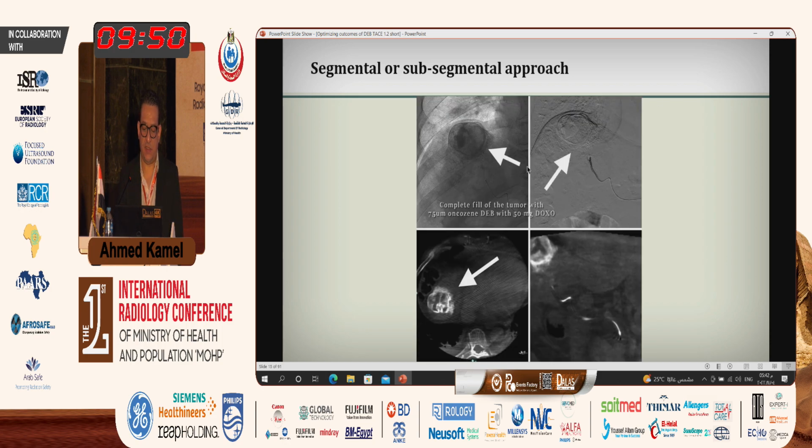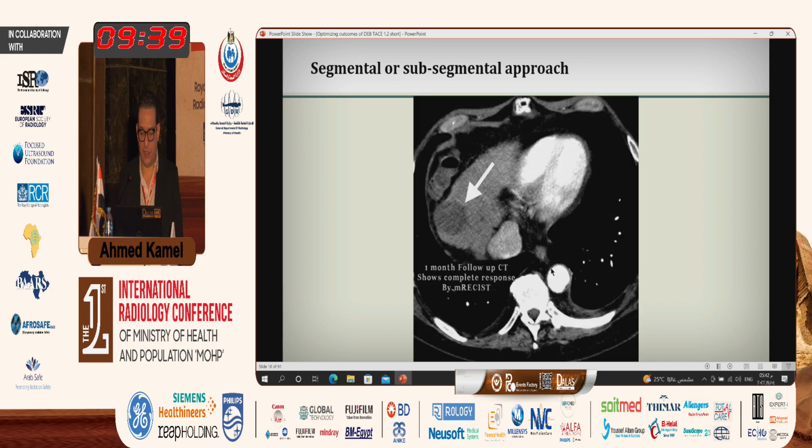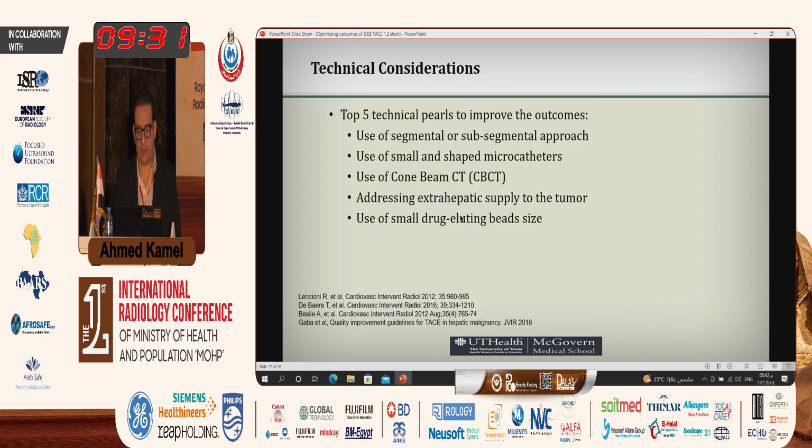And this is how you can see there is complete filling of the tumor as well as the liver around it. Here's how it looks. This is cone beam CT, again showing complete filling of the tumor as well as a margin around it, which is necessary, of course, for microscopic tumor cells. And this is the follow-up after 1 month. You can see there is complete response of that lesion.